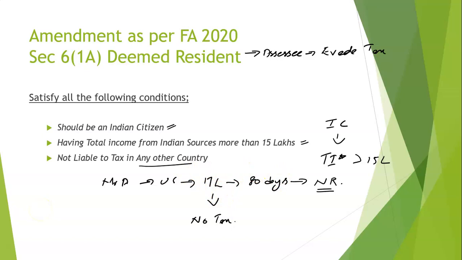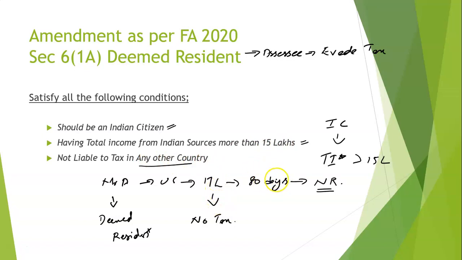Now the Income Tax Act started noticing a lot of cases like this, and they brought in this section. They said if a citizen of our country comes to our country, for any number of days, doesn't matter, but earns an income exceeding 15 lakhs from Indian sources only, and does not pay tax for this income anywhere else in the world, then we shall treat him as our deemed resident. Mr. A will be treated as India's deemed resident. So conditions are, should be an Indian citizen, total income from India exceeds 15 lakhs and does not pay any tax for this particular income in any other country as well.